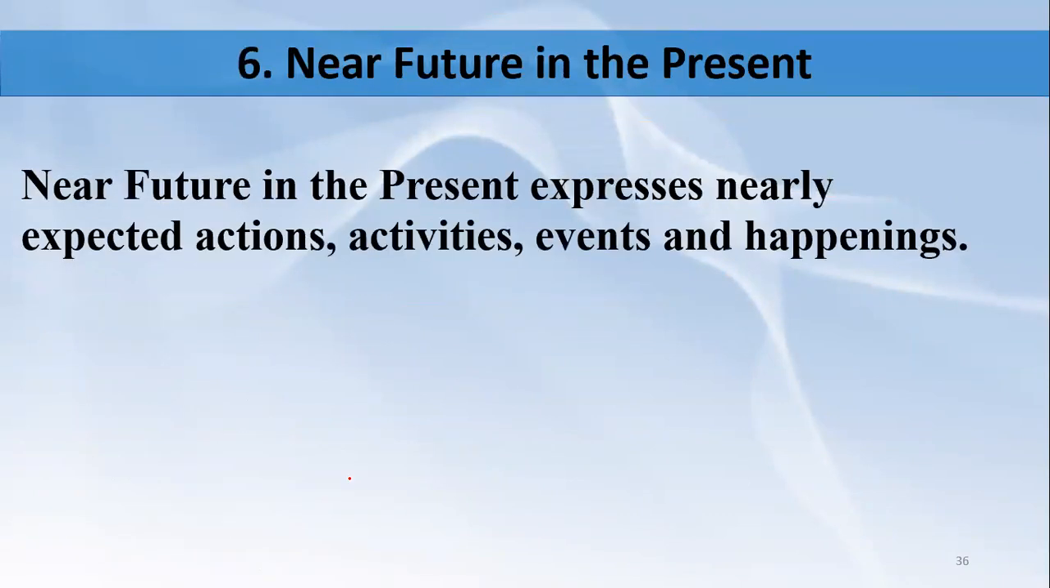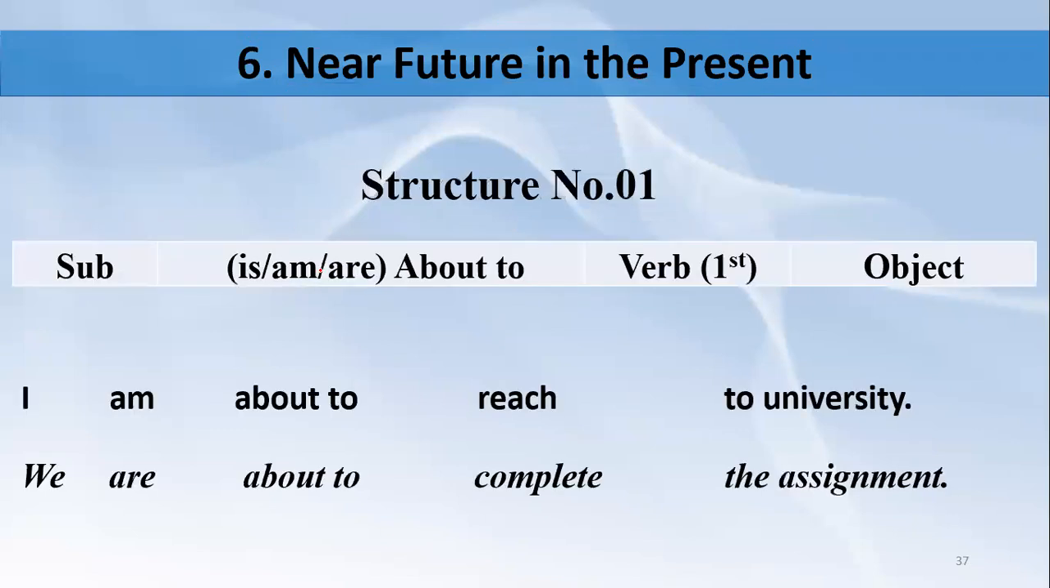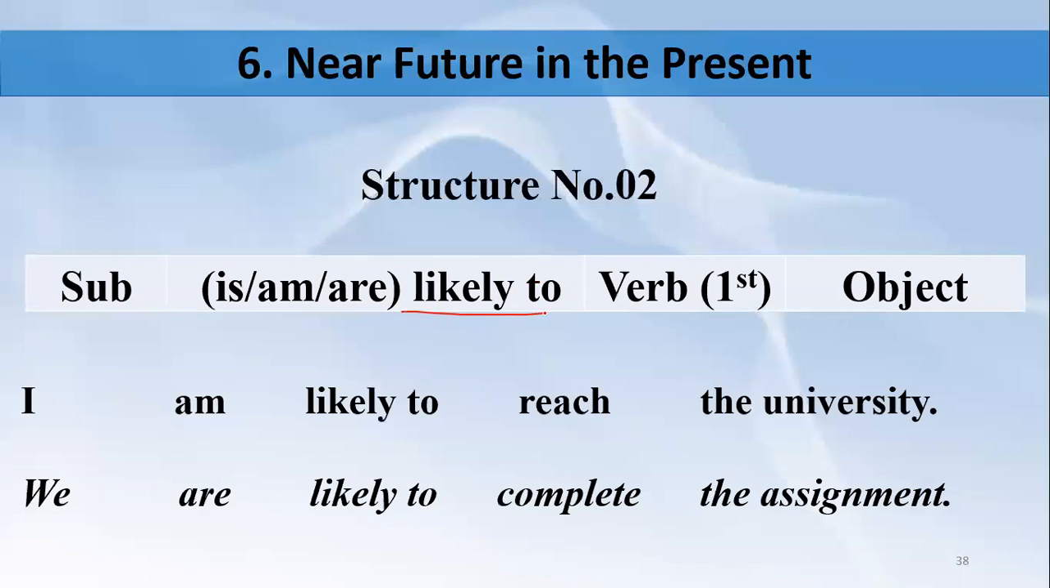Now I'm moving to something new again, near future and the present. So we may use this tense to talk about our near future, the activities which we are doing in the near future. That can be activities, events, happenings, or actions expected. Nearly expected actions. So there are basically two structures which we use to talk about our future activities, near future expected events or actions. The first one is about to. And the second one is likely to.